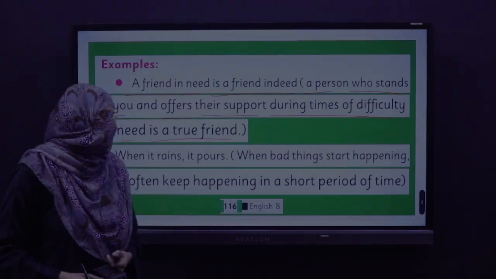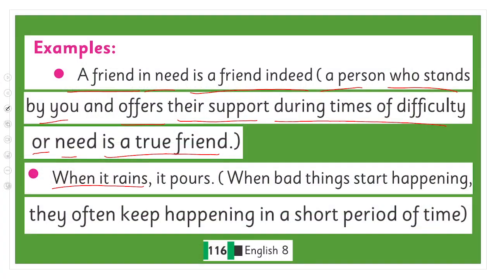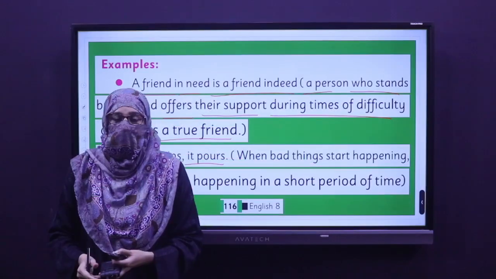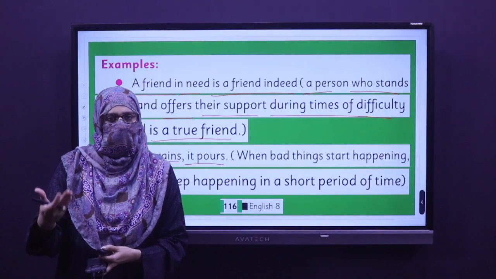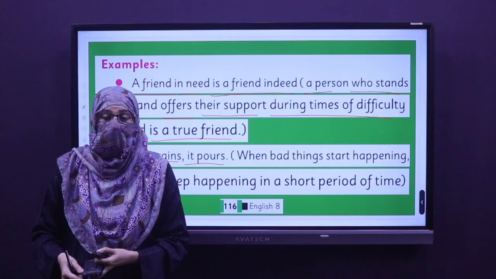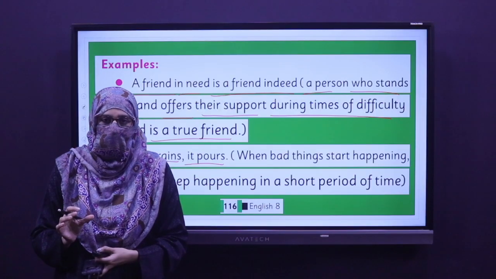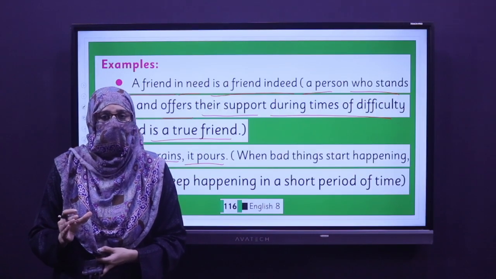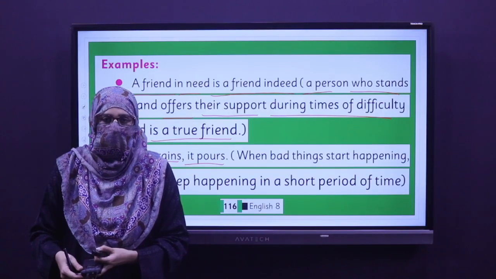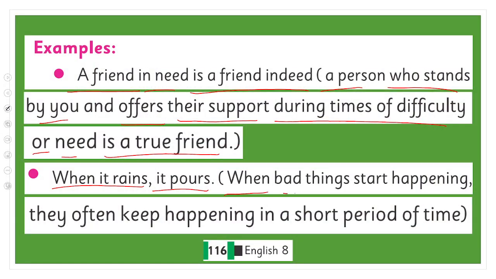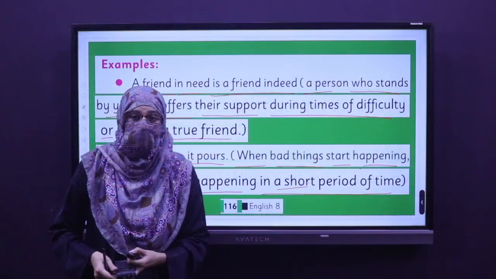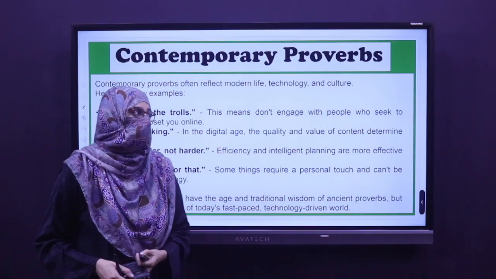Another example is, when it rains, it pours. क्या मतलब है इस बात का? कि जब एक मुश्किल आती है तो उसके बाद दोबारा एक और मुश्किल, फिर एक और मुश्किल, and this is how life goes on. But within a short span of time, within a short period of time. ऐसा नहीं है कि आपकी जिंदगी की मुश्किलें ताउम्र चलती जाएंगी, उनका एक मुख्तसर दौरानिया होता है. When bad things start happening, they often keep happening in a short period of time. Did you see that? Yes.